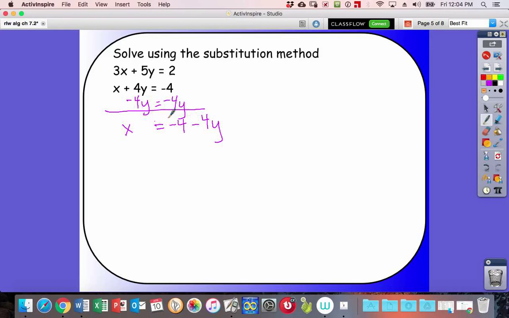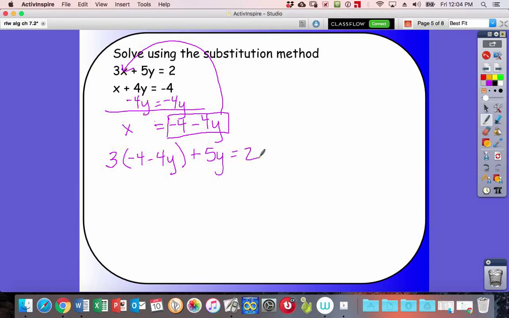And now I'm going to box this right here, and I'm going to substitute this in for x right up there. So I'm going to do 3, and I know x is equal to negative 4 minus 4y, plus 5y is equal to 2.